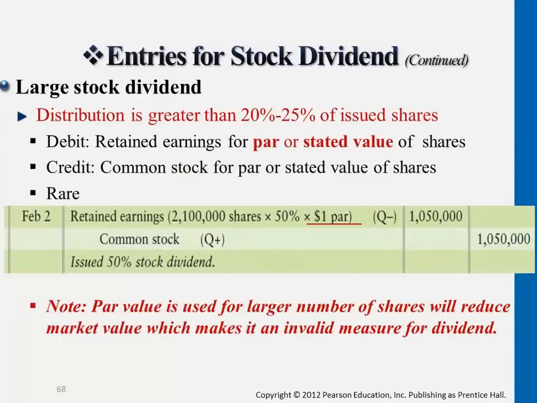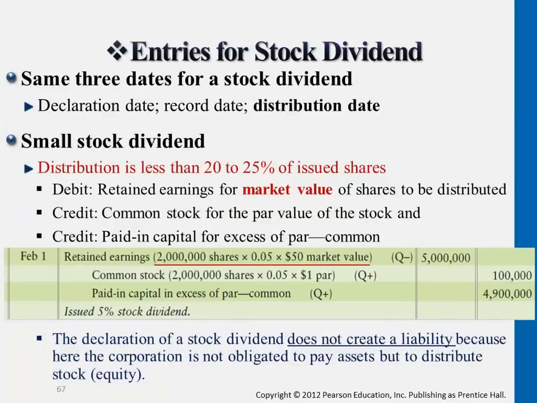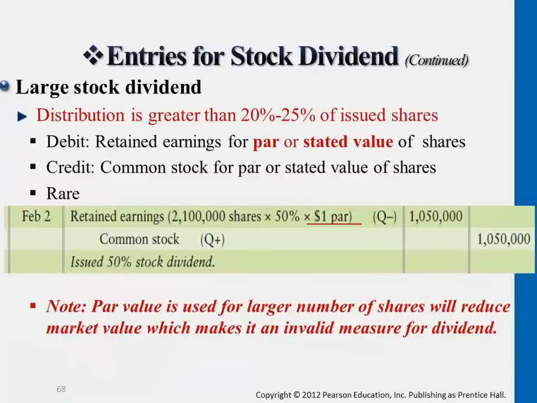Okay, so in this case, we don't know where the market price will be. It very likely will drop to a very low price after this entry. So we just use the par value and we don't consider market value at all. Earlier we considered $50 of market value when we issued small stock. For large stock, we just use the par value because we don't know whether the market price will later be significantly below a certain amount. It's very hard to measure, because this is a significant number of stock dividend given out to shareholders.